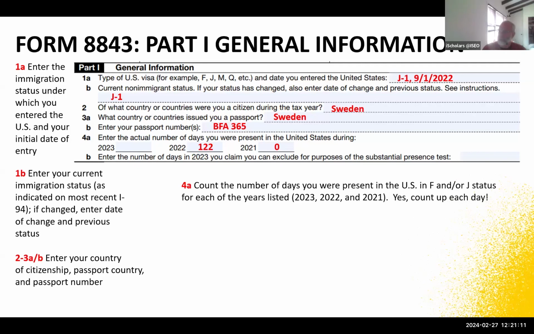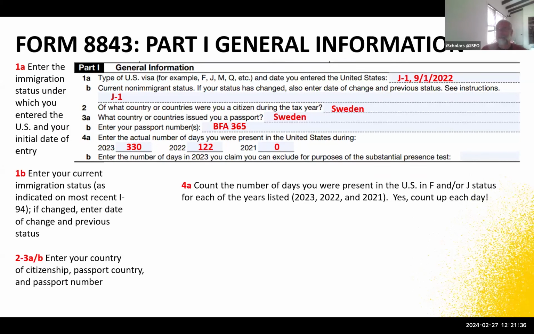So in this particular example, I'm showing 0 days in 2021, 122 days in 2022, because I came on September 1st of 2022. And then 2023, 330. I happened to take a 35-day break. I went back to my home country. And so those are my days that I've spent in the United States for purposes of the substantial presence test.